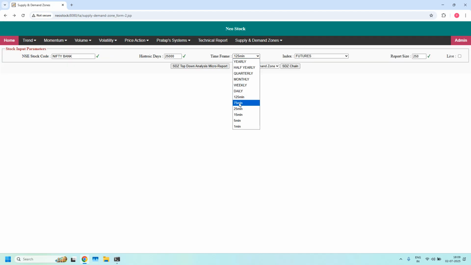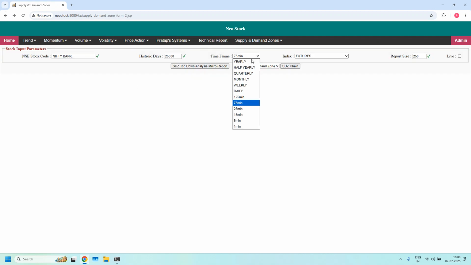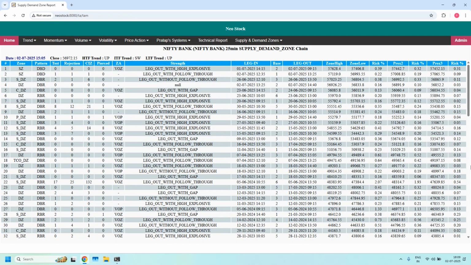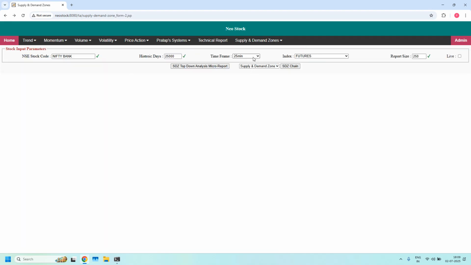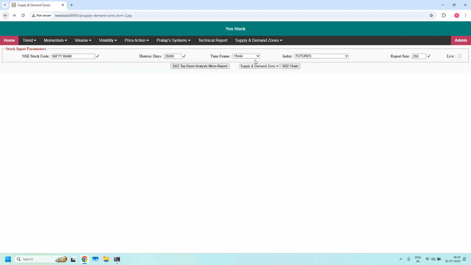Next, generating 75 minute supply demand zone chain for BANKNIFTY. Next, 25 minute supply demand zone chain for BANKNIFTY. Next, 15 minutes supply demand zone chain for BANKNIFTY. Next, 5 minutes supply demand zone chain for BANKNIFTY.